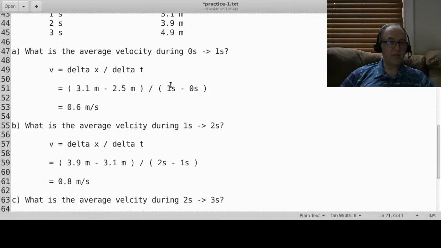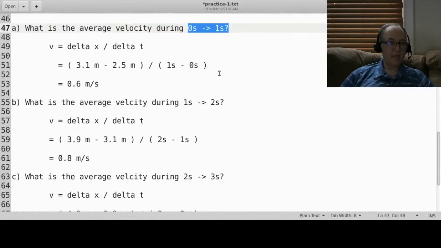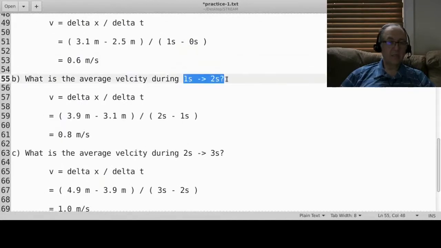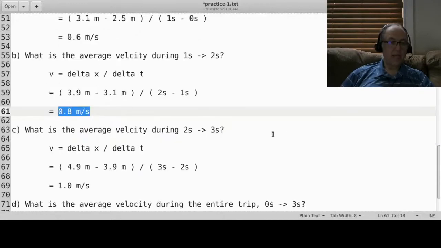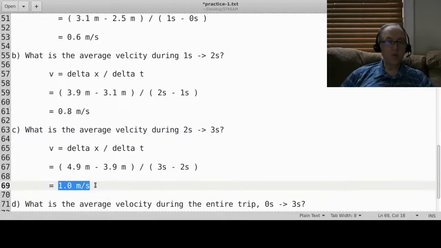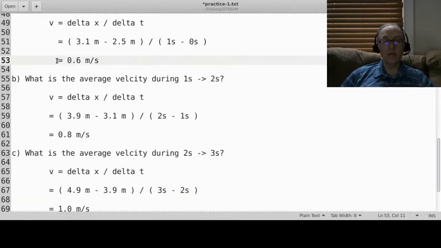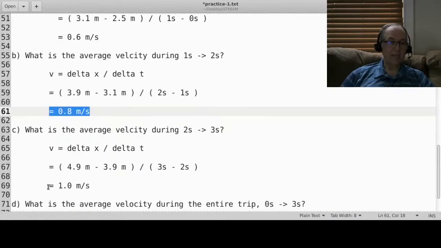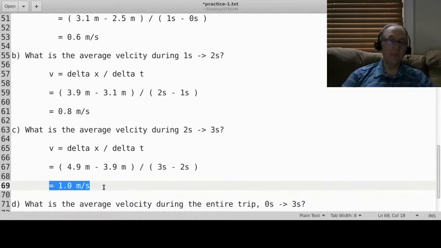So during the first 1 second interval, that's from 0 to 1 seconds, the car is going at 0.6 meters per second. During the next time interval, so it's another second, but a later second, between 1 to 2 seconds, the car is going at 0.8 meters per second. And then from 2 to 3 seconds, the car is going 1.0 meters per second. So you'll notice that the car starts off slower, 0.6, and then it speeds up to 0.8, and then finally it speeds up to 1.0 meters per second.